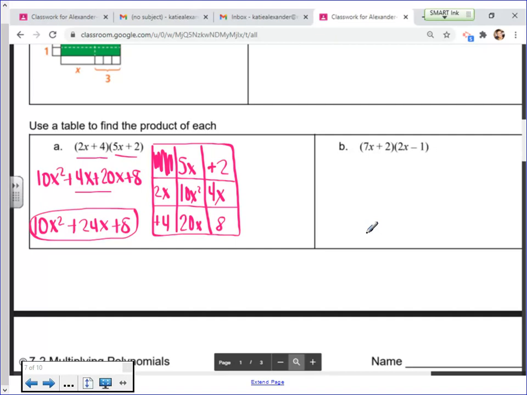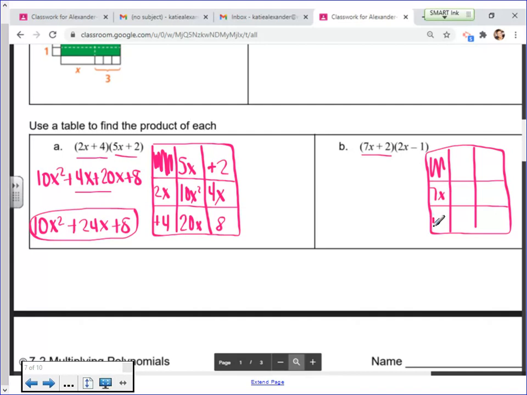I want you guys to go ahead and kind of pause this and try some of these on your own. Like, you can do the next one on your own and then check your work. I want to make sure that you're able to do this on your own too. I'm going to go ahead and fill this in. The first part of this was 7x plus 2. It doesn't matter if you put it at the top or on the side. It will get the same thing either way.